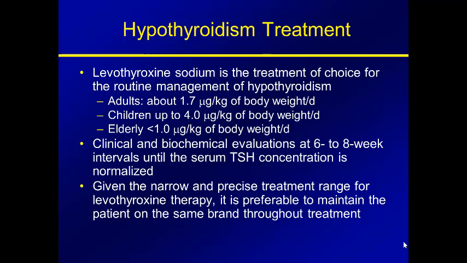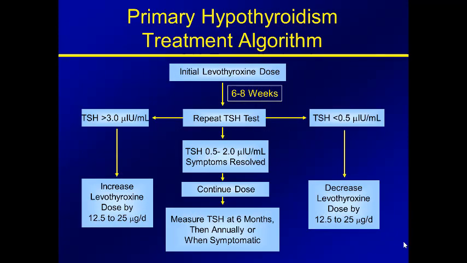Give the narrow and precise treatment range for levothyroxine therapy. It is preferable to maintain the patient on the same brand throughout treatment. Another way to look at this algorithm is, how can you follow your patient? Initial levothyroxine therapy: when you start your patient on replacement therapy, give a very low dose, and after 6 to 8 weeks, ask for TSH.